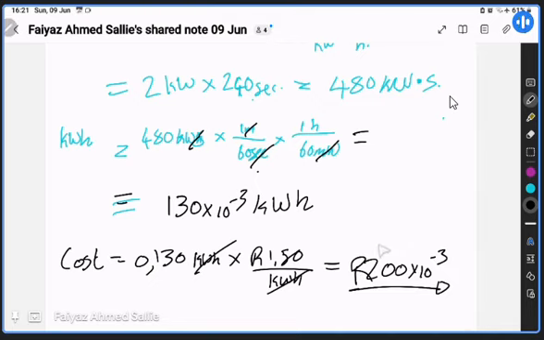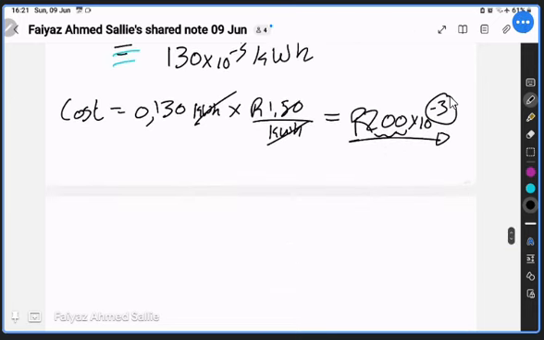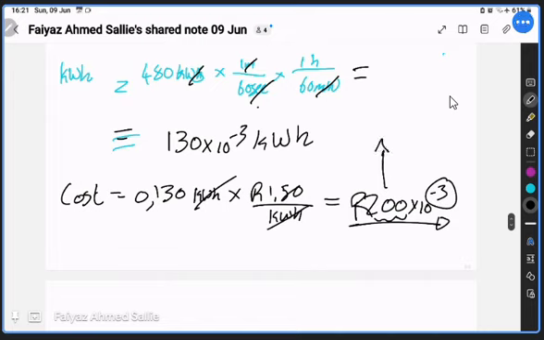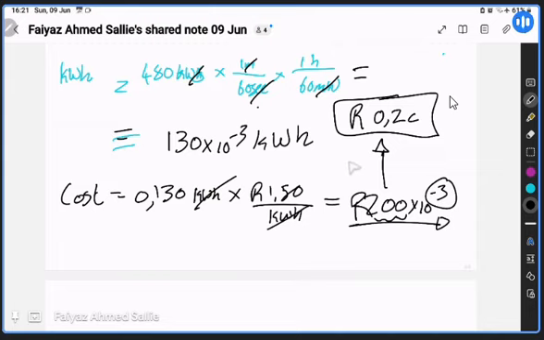So in the memo, over here we have three decimal places, 1, 2, 3. Our answer here is rand is equal to 0,2 cents. And in the memo, they have a rand value of 0,18. But that, of course, is because of rounding off. Are there any questions?